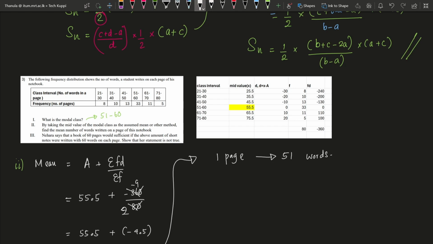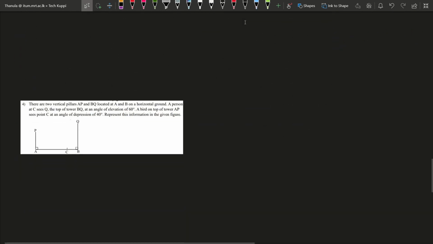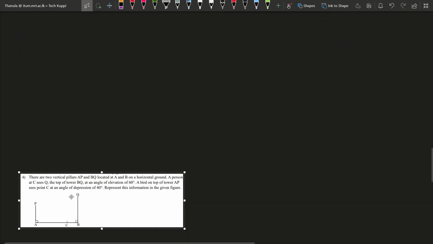Now, 60 is beyond that, right? So, it's sufficient. Okay, you need to correct this part as sufficient. Not, that's not true. Cancel. It's true, right? The statement is true, right? Okay, let's move to the last part. Now, question number 4.